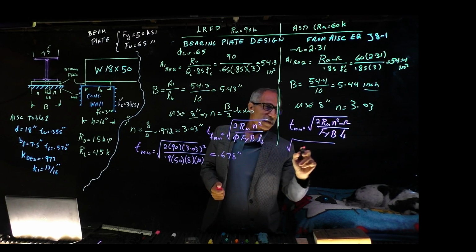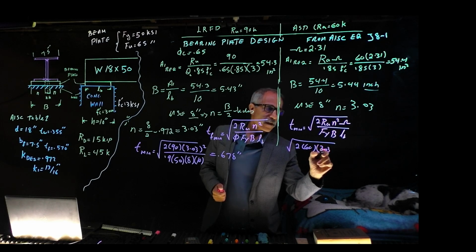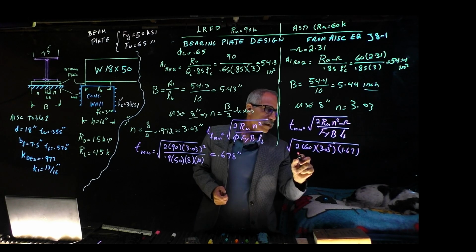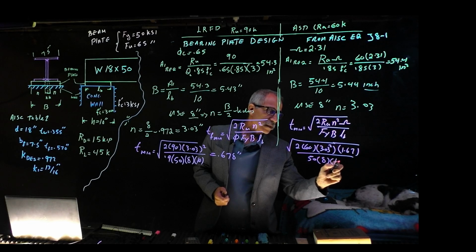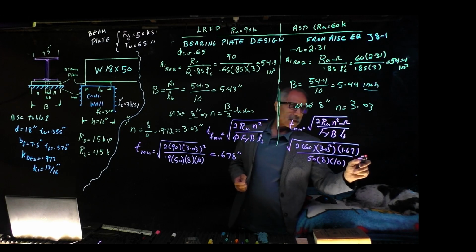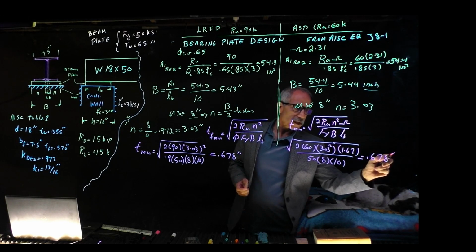That should come out similar. It is equal to the square root of 2 times 60 times 3.03 squared, and then times omega 1.67 divided by 50 times 8 times 10. We get the same exact answer.